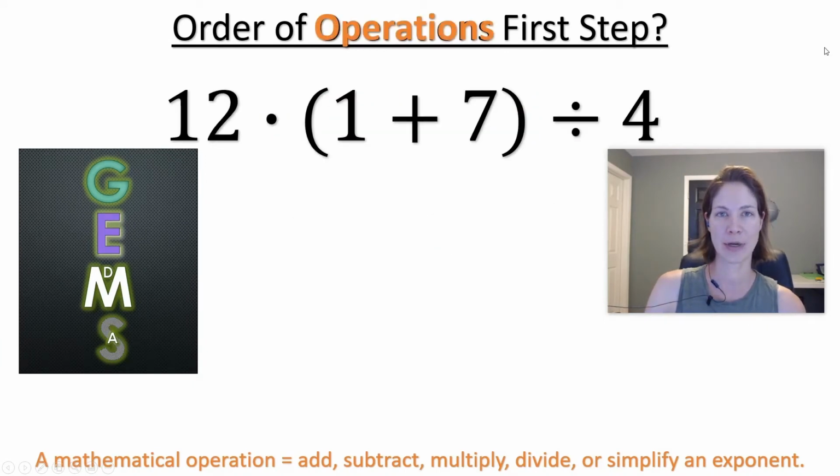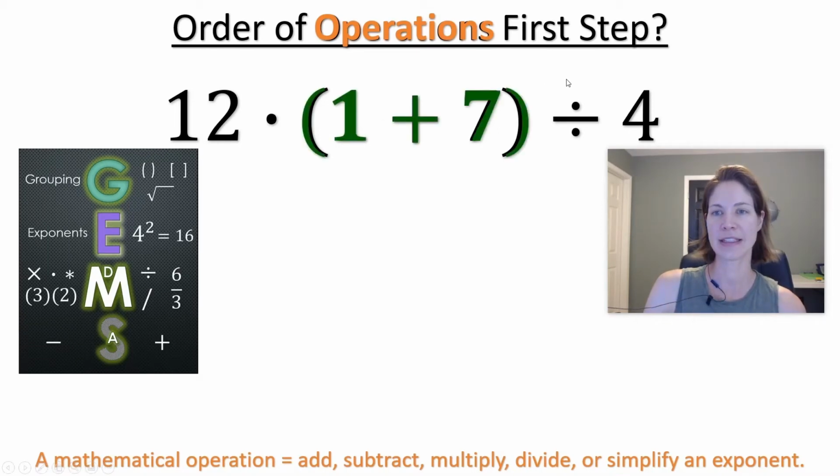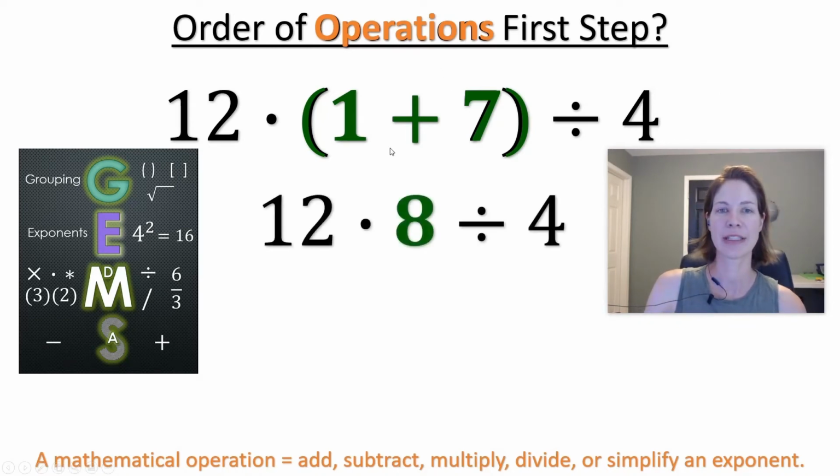What about this expression? We have multiplication, we have parentheses, and we have division. So we have to do parentheses first because that is our grouping symbol, and parentheses always come first because they're used to tell us do that first. That would simplify to 8, and then we would continue solving this one.